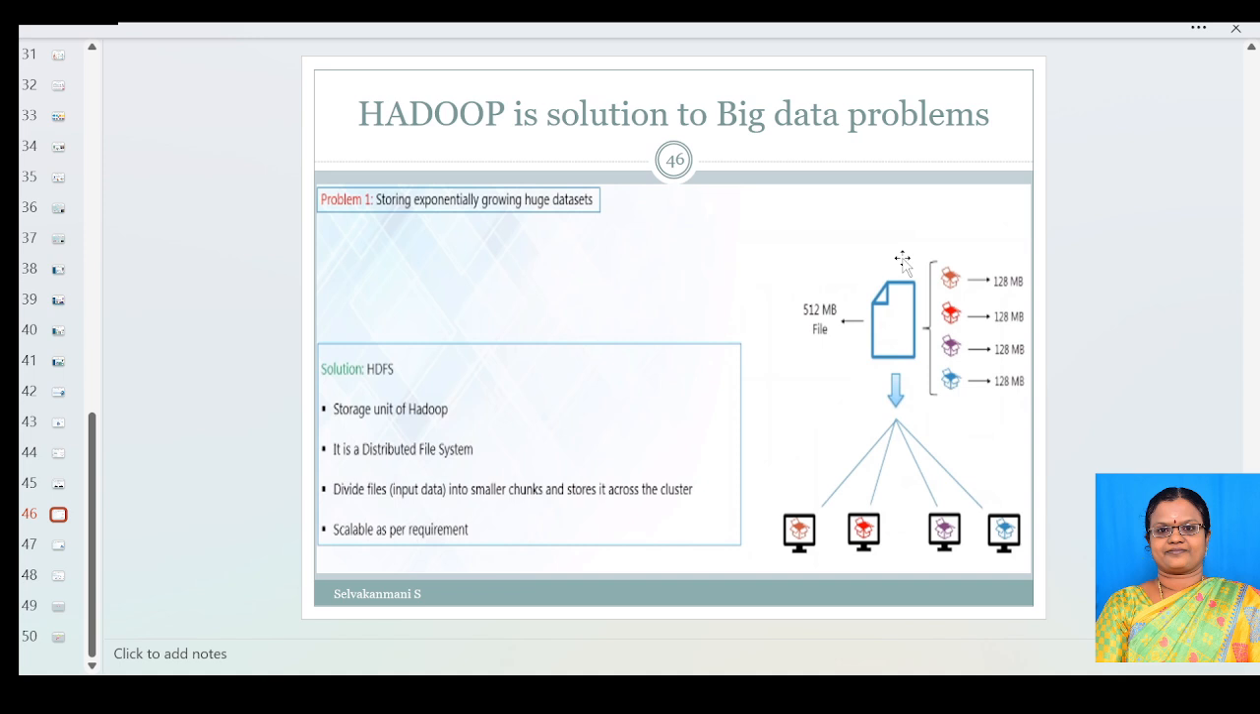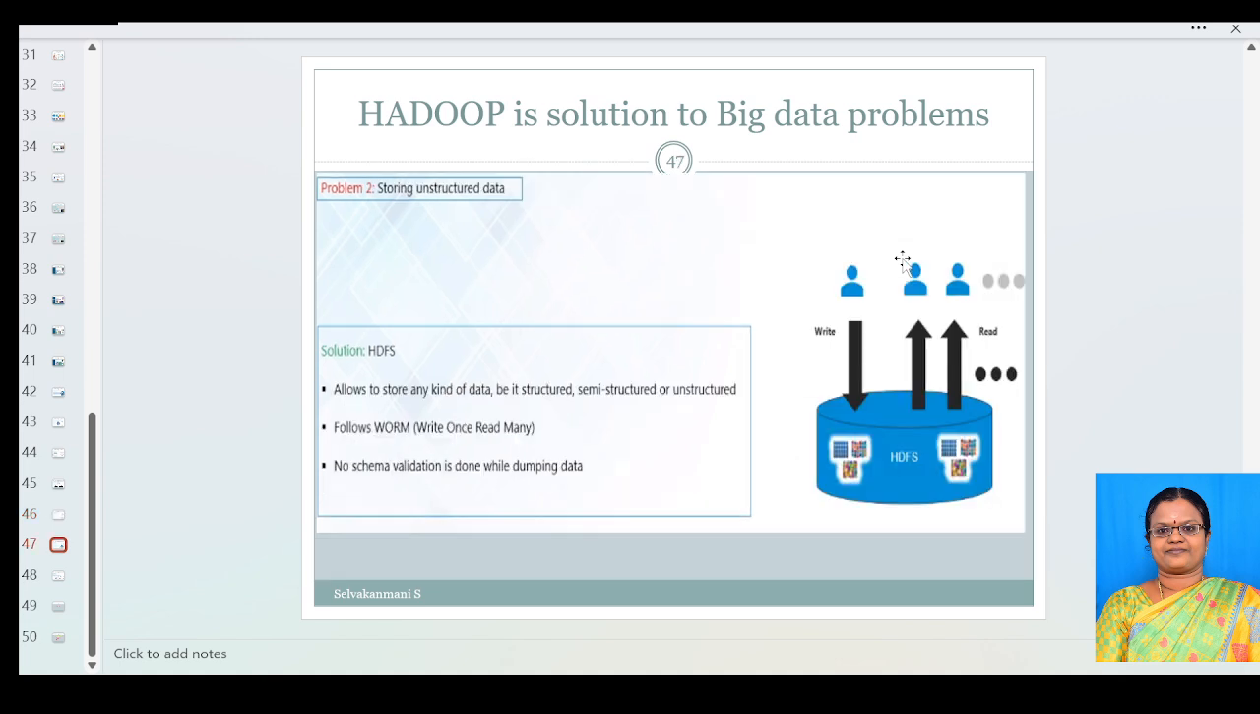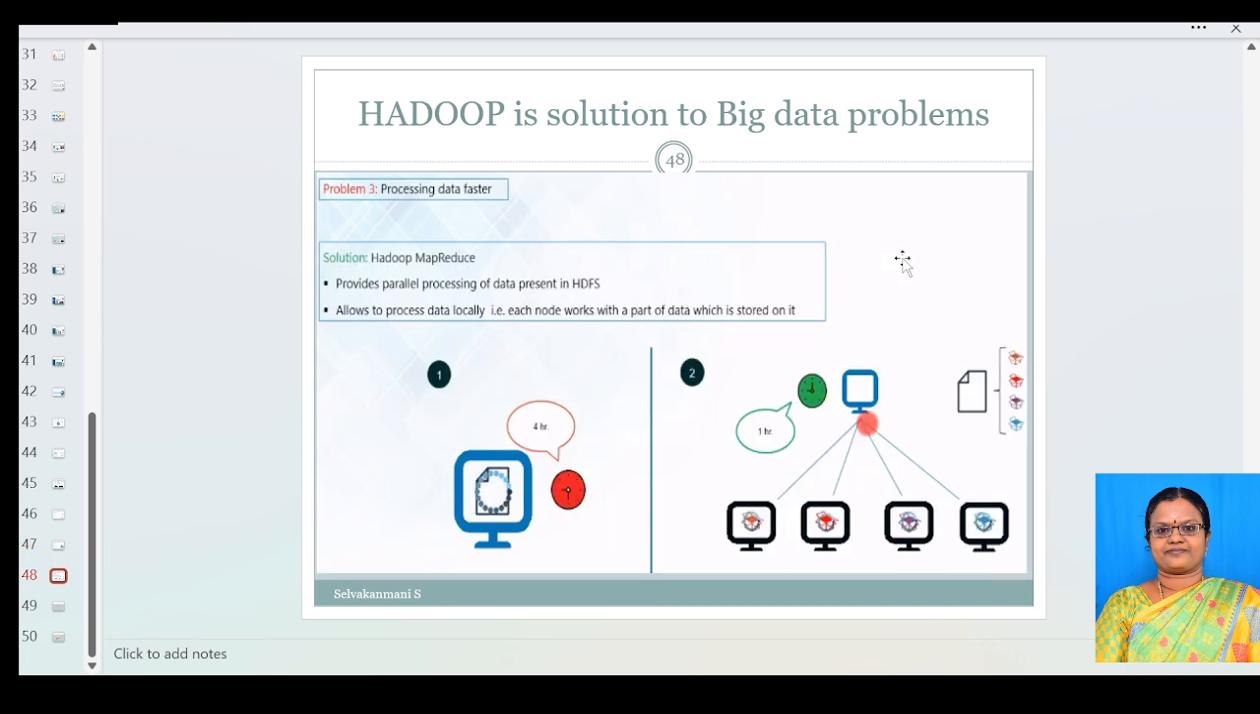Here it is a distributed file system. It will divide the complete data into smaller chunks and store it across the cluster. The second problem is storing unstructured data. Again we can use HDFS. It allows us to store any kind of data, and it follows the WORM method, that is, write once, read many times. The third one is processing data faster. For this purpose we can use Hadoop MapReduce, which provides parallel processing of data.